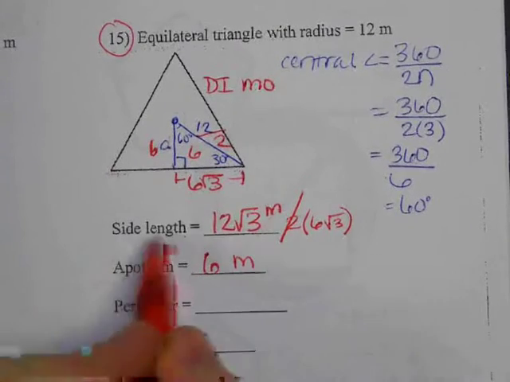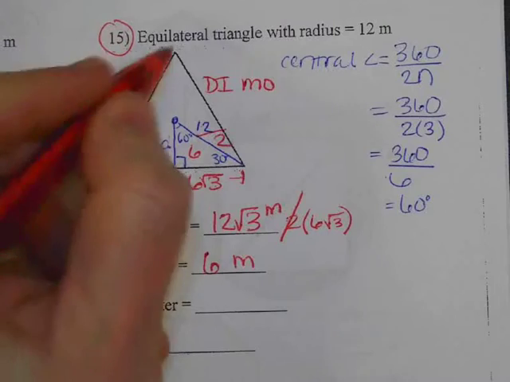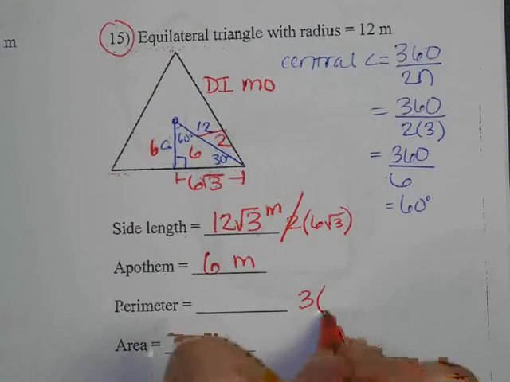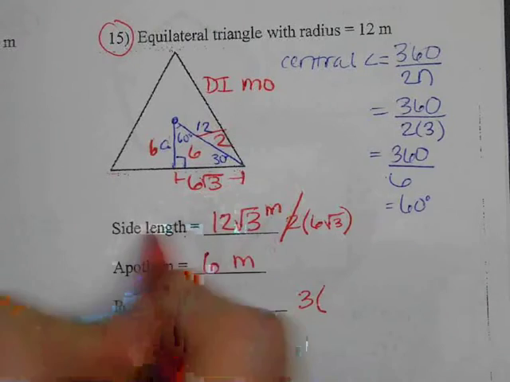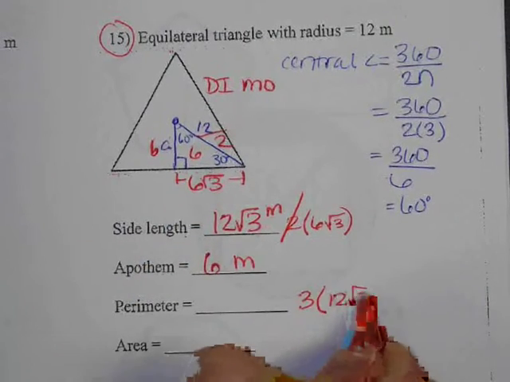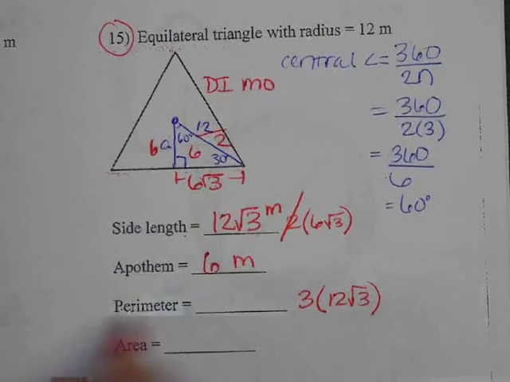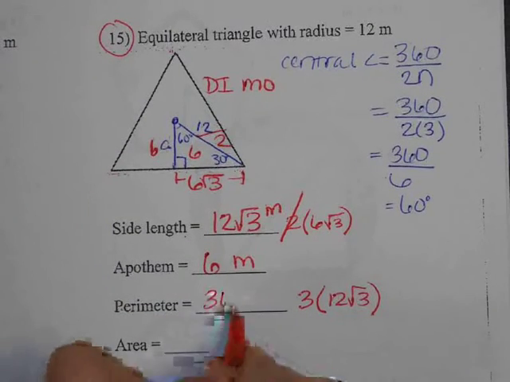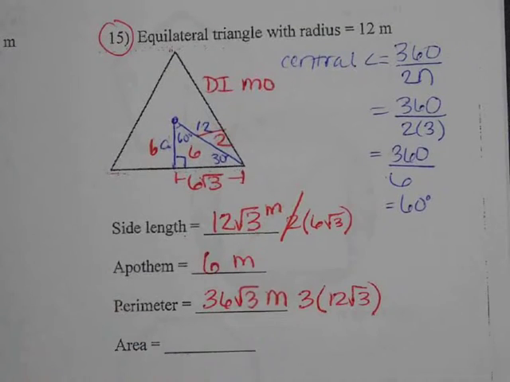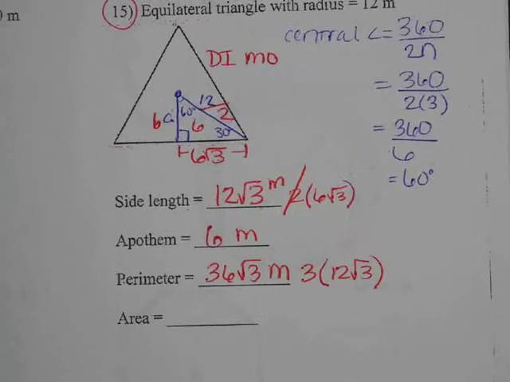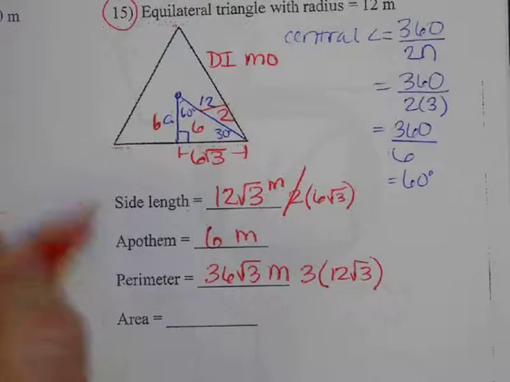Perimeter is made up of the side length. Perimeter is always of the biggest shape, or the outer shape, which means I have 3 sides, and the side length is 12 radical 3. So I want 3 times 12 radical 3. Remember, the whole numbers on the outside get multiplied together, so 3 times 12 is 36 radical 3. Perimeter's units are meters.